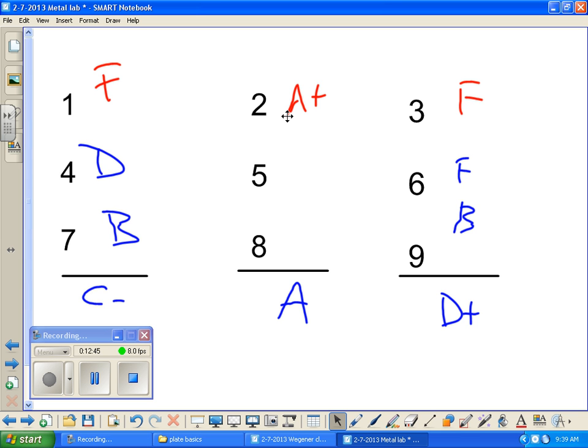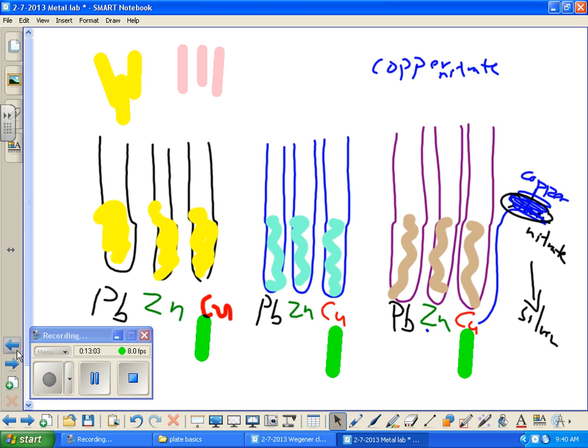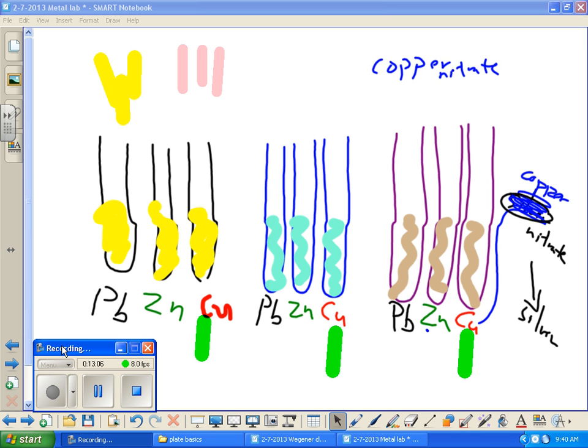Okay. Let's talk about number 1. Flunking. No replacement, was there? Well, what was the metal? Let's go back, look at my picture. What was the metal in test tube 1? Lead. What was the liquid in test tube 1? Lead nitrate. They can't replace themselves. Nice answer. So nothing happened. So sometimes there'll be a reaction, sometimes there won't be a reaction.